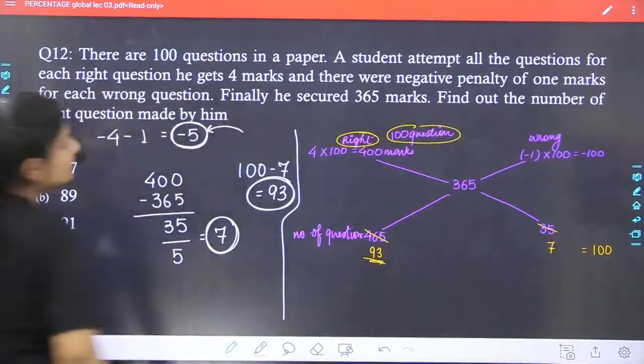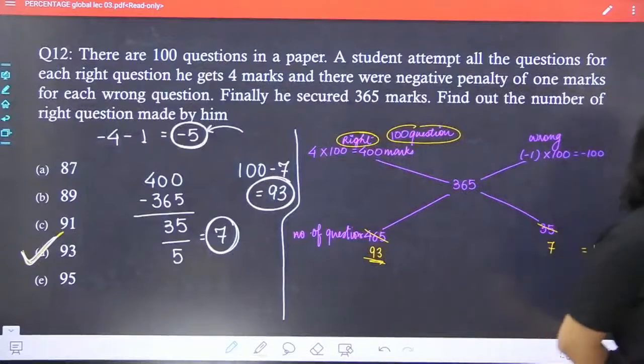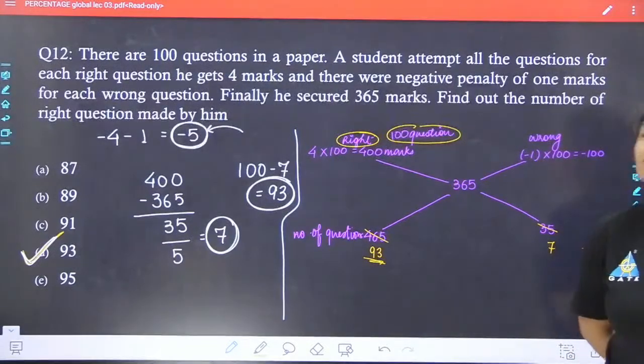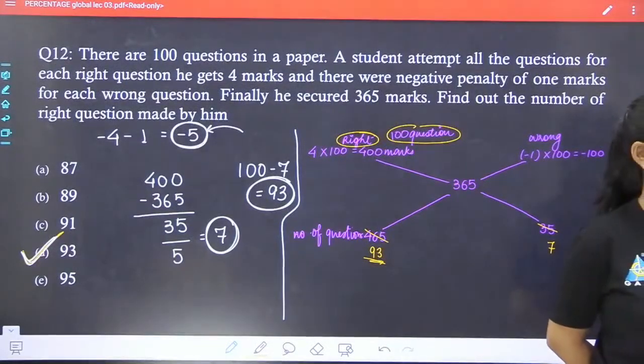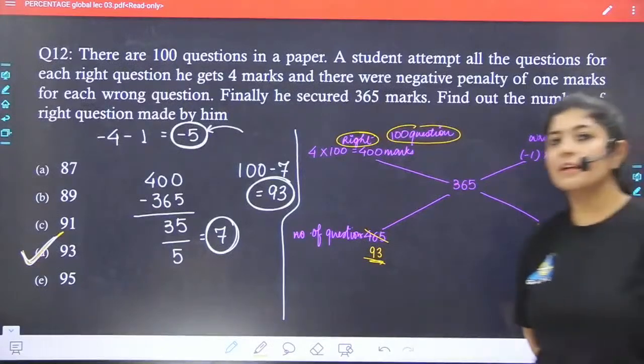Is it clear? The correct answer over here is 93, not 91. Is it clear to everyone?